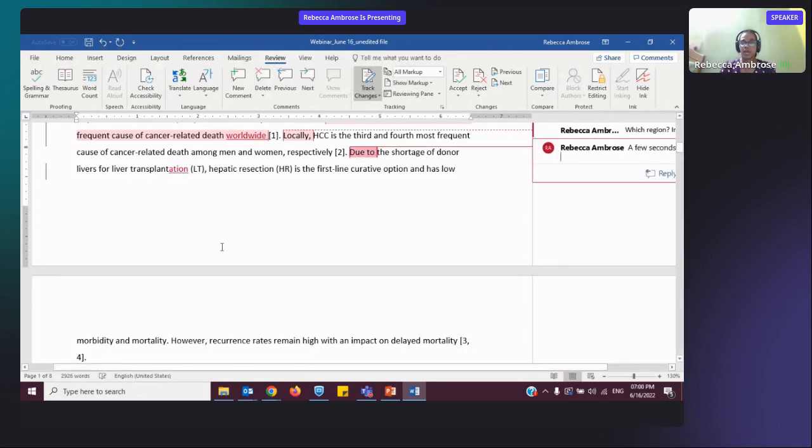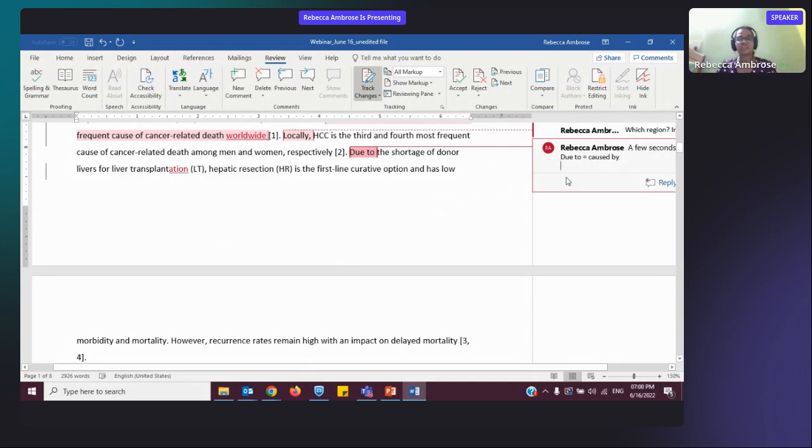Now, when you have "due to", just to ensure that you are using the right term, you should know that due to is replaceable by caused by. And just to ensure that you're using due to the correct way, try and replace due to with caused by in the sentence and see if the sentence makes sense. So if we had to do that, this would be: caused by the shortage of donor livers, hepatic resection is the first line curative option. It sounds a little off. So this is actually not the right term.